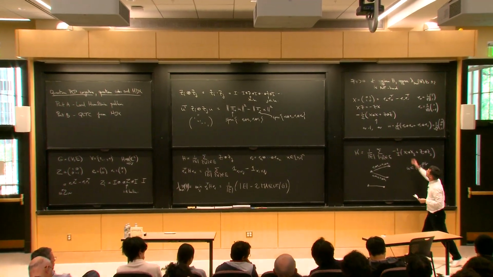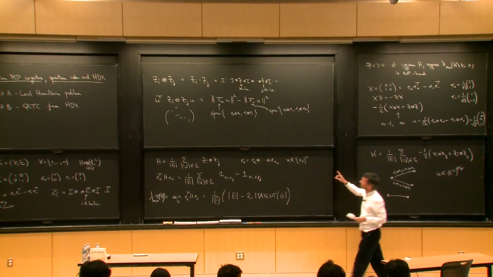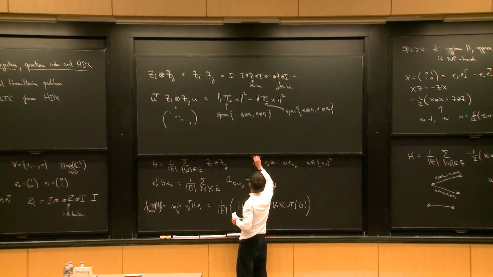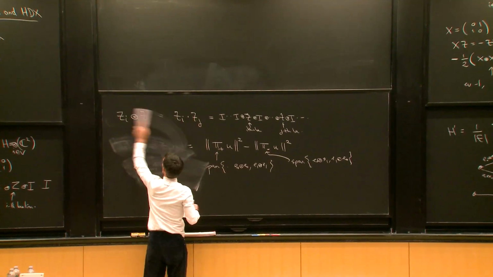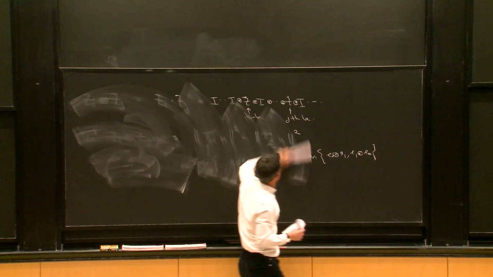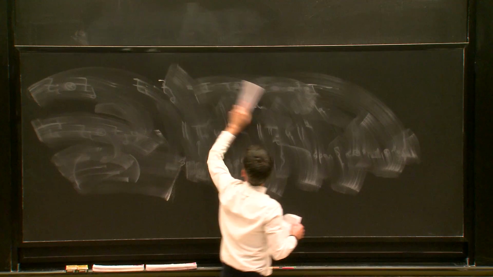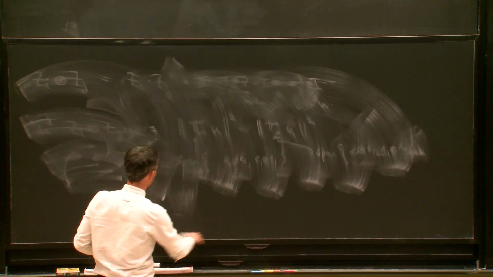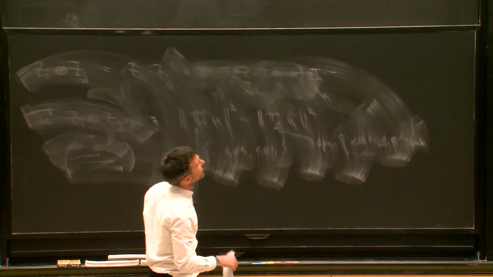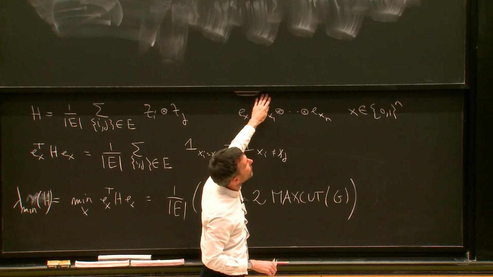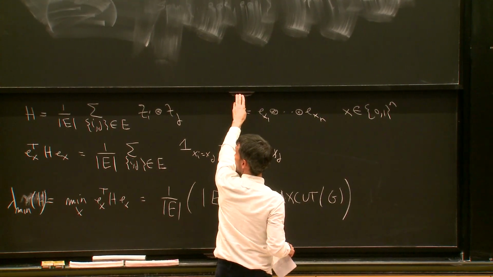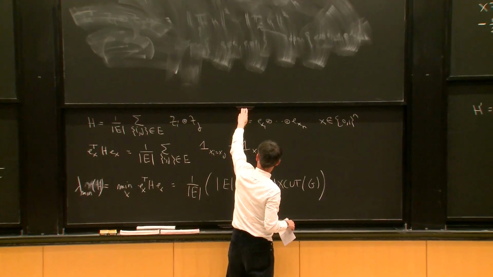So let me maybe go here. So the conjecture, the quantum PCP conjecture, is that maybe I should. Where did I write the statement about? I erased it. Maybe I just erased it now.